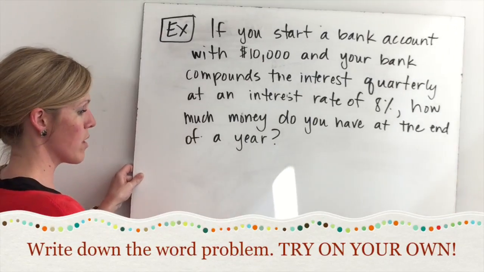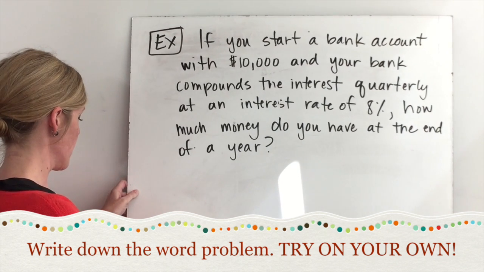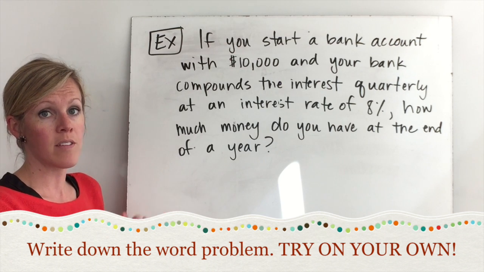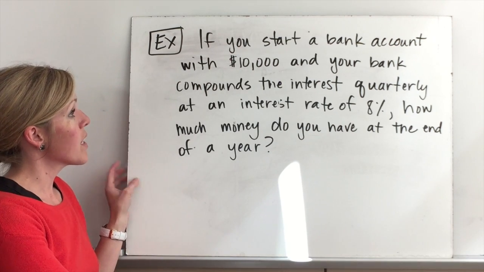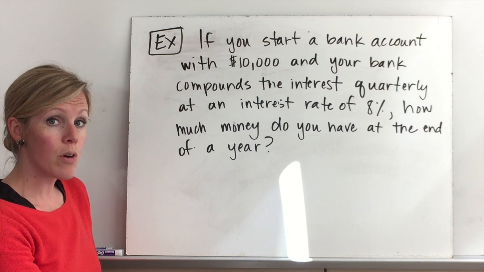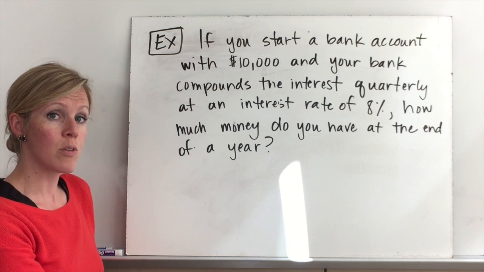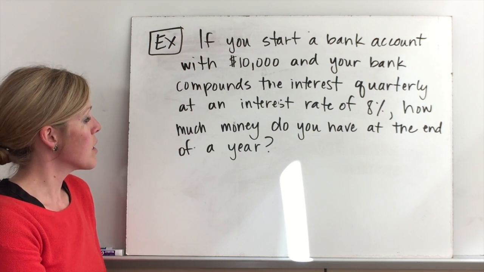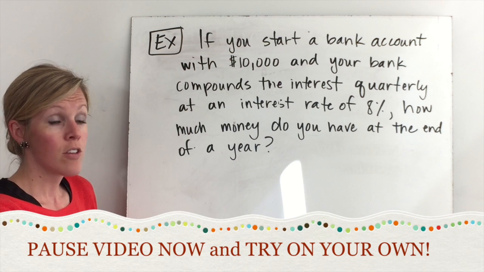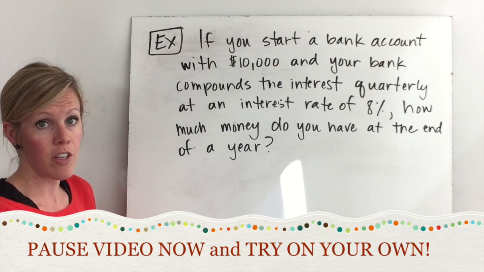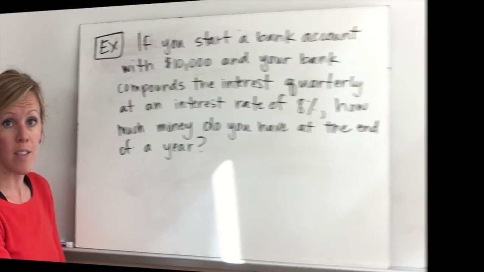All right, we have one more example for you here. Go ahead and try using the formula and plugging this into your calculator. If you start a bank account with $10,000 and your bank account compounds the interest quarterly, think about how many quarters there would be in a year, at an interest rate of 8%, how much money do you have at the end of a year? So pause the video now, use the formula to enter this into your calculator and see what our balance is at the end of the year.